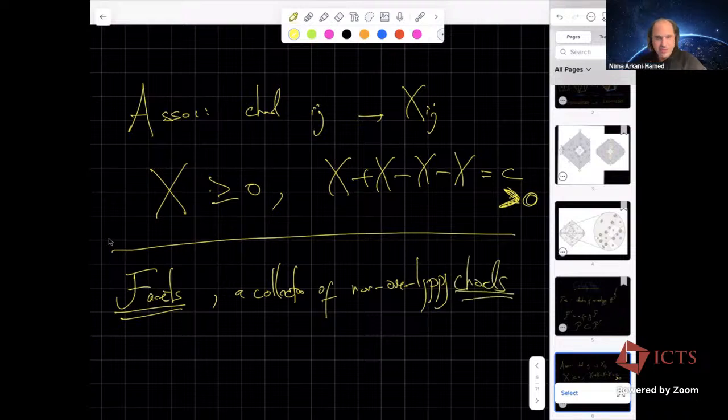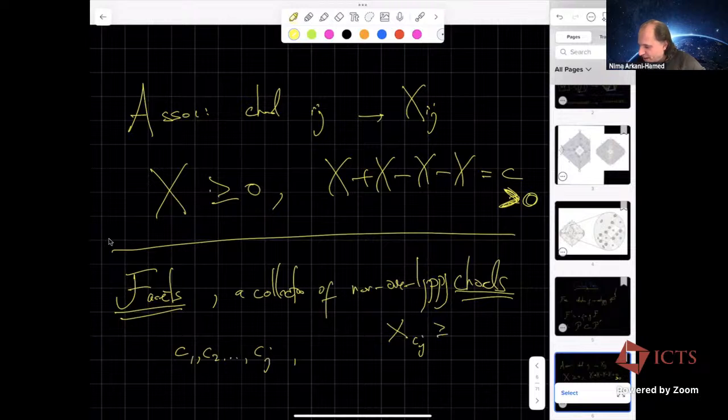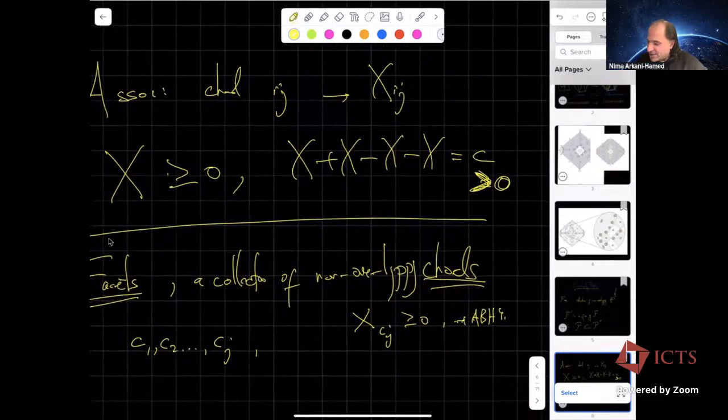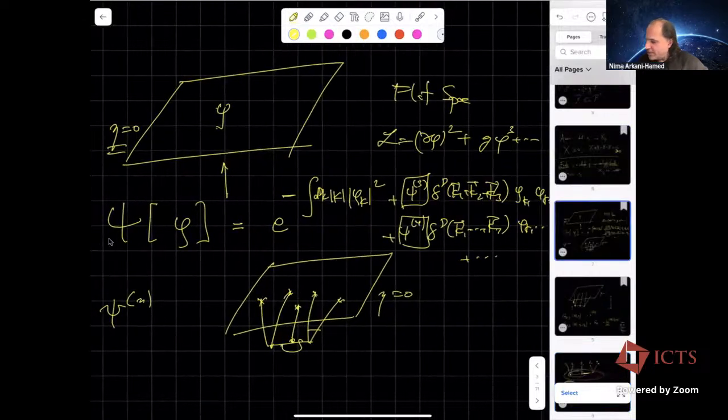And therefore, the most natural way to have some inequalities is if there's a bunch of chords, little c1, c2, little cj, then I'm going to write down an inequality. So the Associahedron just says there's an x for each one of them. It says that x for cj should be positive, together with the ABHY conditions, with the ABHY plane.